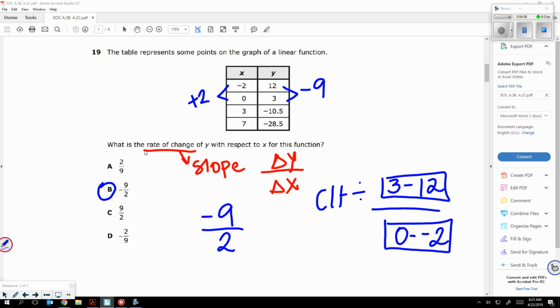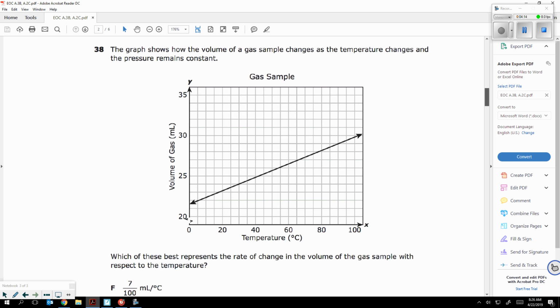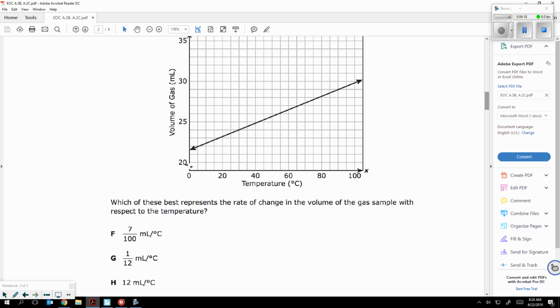Okay, next page. Okay, for 38, it's asking which of these best represents the rate of change in the gas sample with respect to the temperature. Okay, so the first thing you're going to have to look at is the scale of the x and the y.